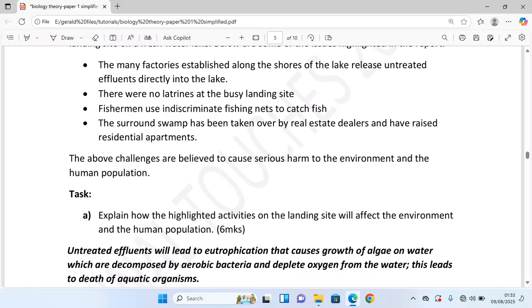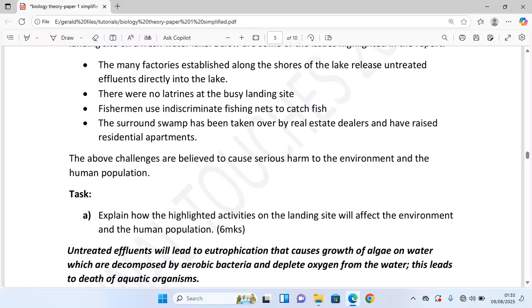So, my viewers, it is important to note that in this concept, we look at the human activity in the scenario, and the effect it causes to the environment. Those are the two concepts. And then the third concept is the link, the how part. If the human activity is the release of untreated effluents, how does it affect the environment? Maybe it leads to death of aquatic organisms. How does it lead to death of aquatic organisms? Then that is the link I'm talking about.